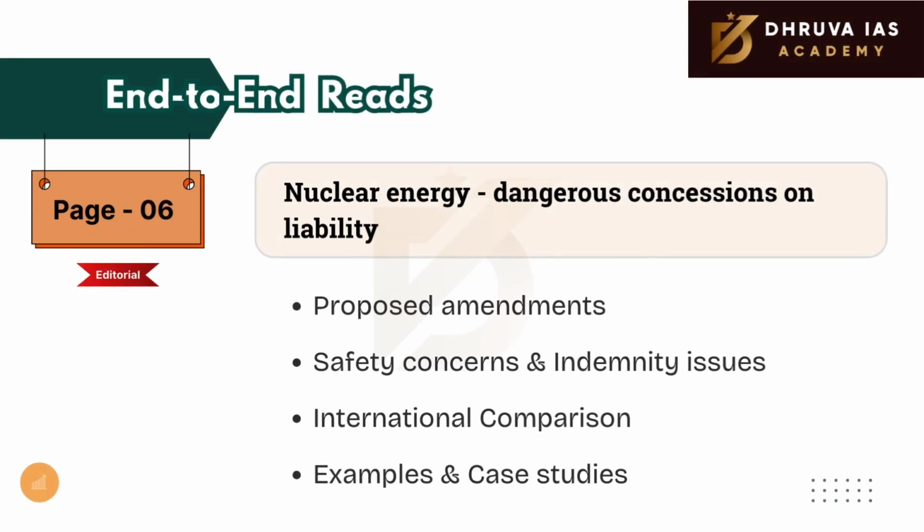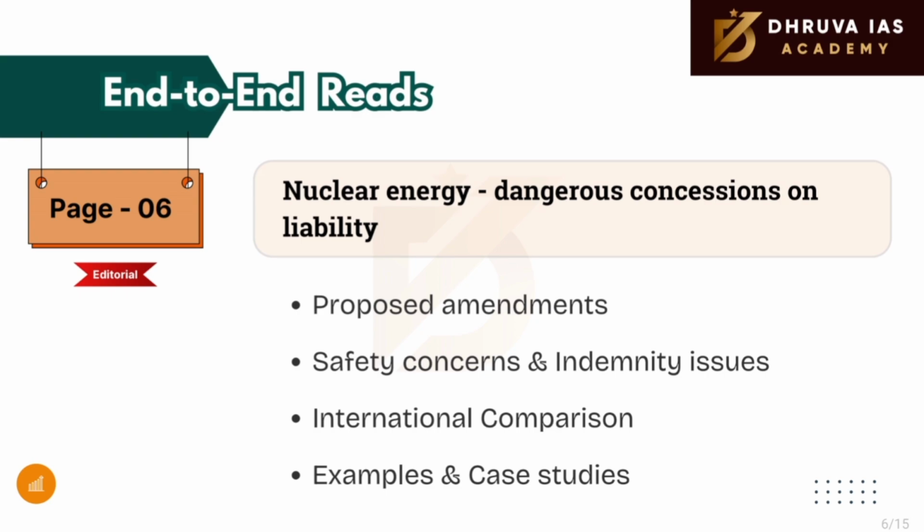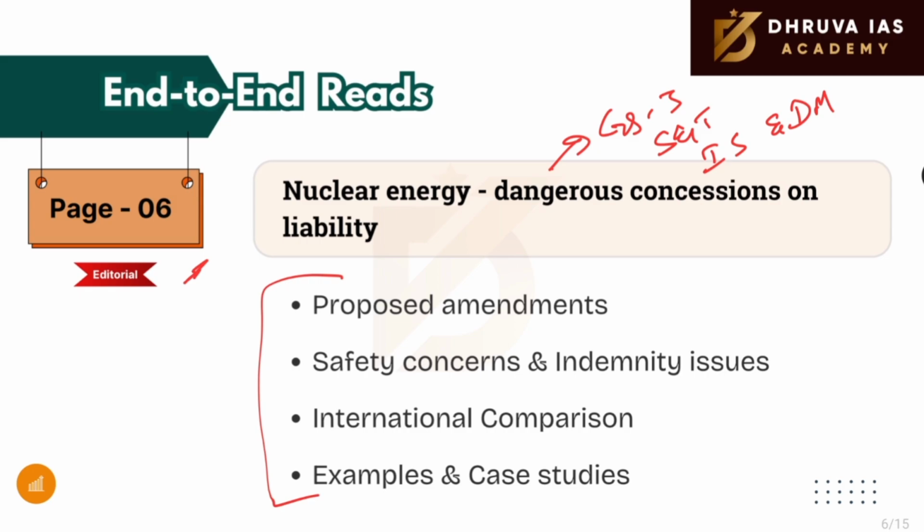The first article we will be reading under this section is in page number 6, editorial section. It talks about the nuclear energy and what are the implications when we overlook the liability clauses. In yesterday's News Navigator, we have covered that India is amending nuclear clauses so that we can attract foreign investment. So this particular article is analyzing that actions of the government. It is related to GS3, science and technology, at the same time, internal security and disaster management. Kindly cover these dimensions when you're reading this article.